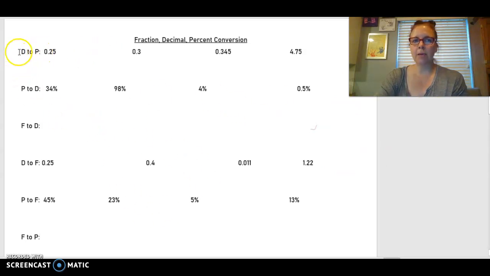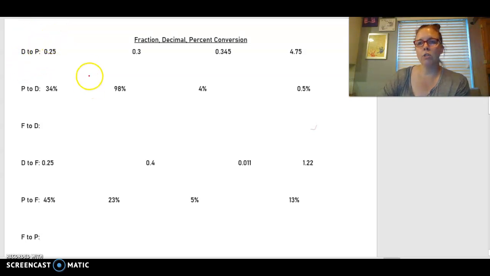So D to P means decimal to percent. I was just trying to be short. Okay, so we're going to go decimal to percent. So write this on the back of that sheet, or if you printed this sheet off, that's fine as well. Or you can just write it on a piece of paper. It doesn't matter. Okay, so we're going to do some examples.